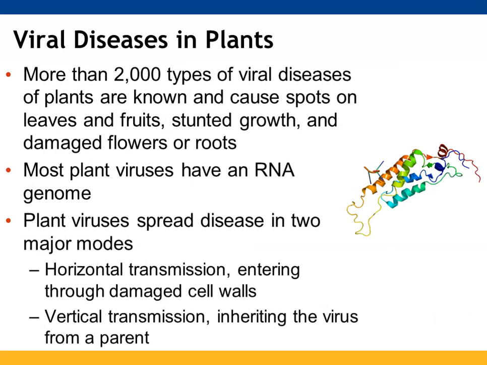So I said we were going to talk about some other things besides viruses. We're going to look at viral diseases in plants. These are known to cause discoloration, stunted growth, and damage to flowers or roots. The plant viruses, too, typically have an RNA genome. They can cause disease by either horizontal transmission, entering through cell walls, or by vertical transmission via a parent.